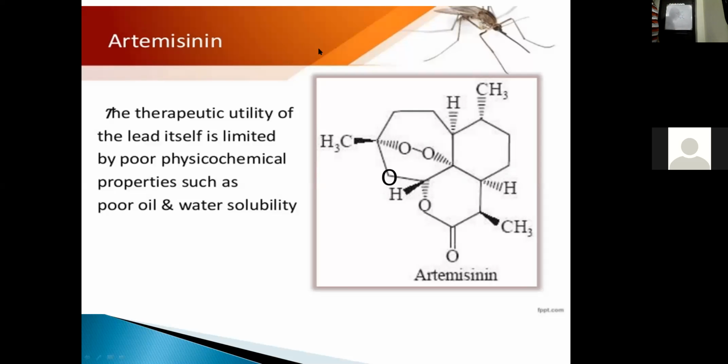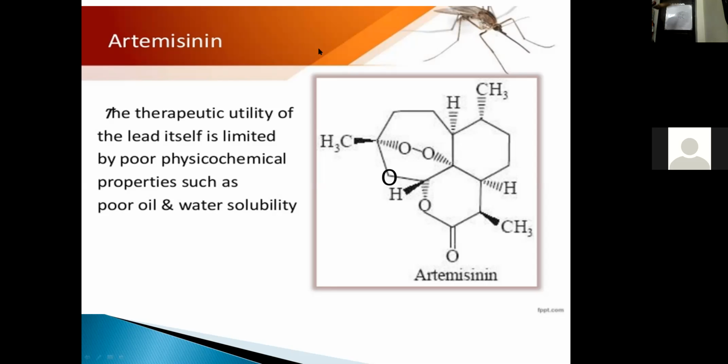Always remember the structure of artemisinin. It contains a trioxane ring, a lactone ring, and a cyclohexyl ring. All these rings contain a methyl group. So this is the structure of your artemisinin.